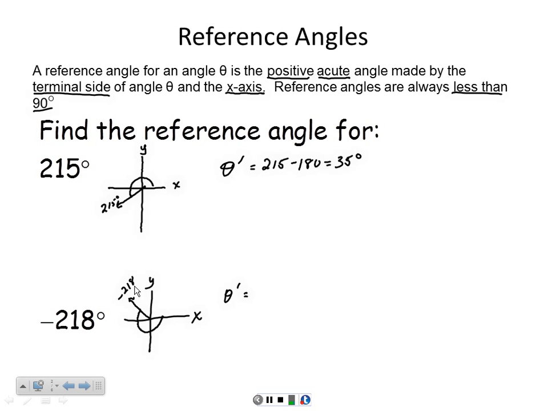So negative 218, and that reference angle has to be positive. So we have negative 218, but we want the positive angle from here to here. So if we just do 218 minus 180, that's going to give us 38 degrees. So the reference angle for negative 218 degrees is this angle here, which is 38 degrees.